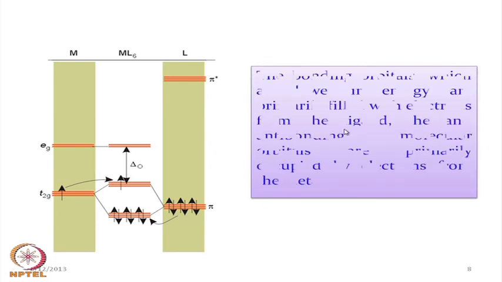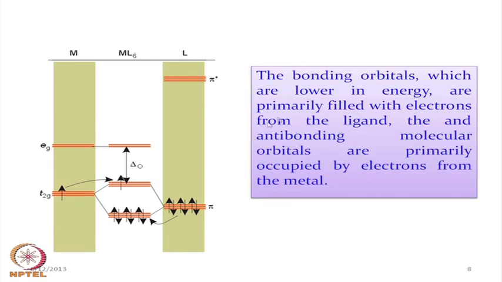So, what we see therefore is that the bonding orbitals, which are lower in energy, are primarily filled with the electrons from the ligand, because these orbitals, the T2g set, are 3 in number from the ligand side.